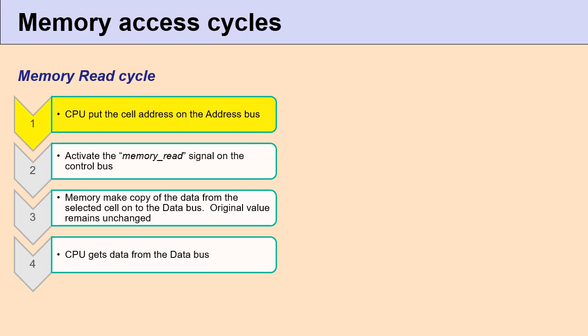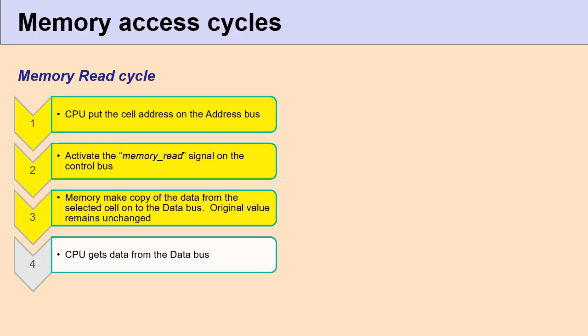When the memory receives this signal, it knows that the CPU is planning to either read or write from this particular memory location. Thereafter, the CPU needs to tell the memory that it is going to read from that location, and for that, the CPU will activate the memory read signal. That signal indicates to the memory that the CPU is waiting for the data stored in that particular cell. So the third step is that the memory will copy the data in the cell into the data bus.